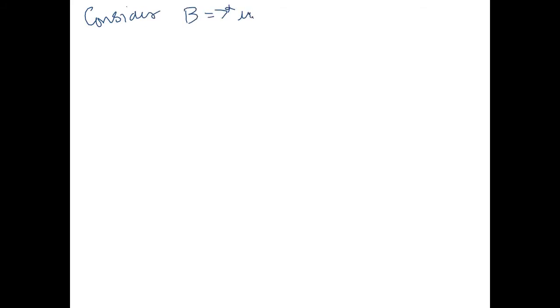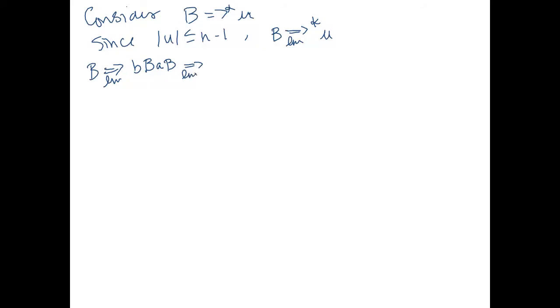Okay, what do we know? The length of W has to be n plus 1, so the length of U has to be less than or equal to n minus 1. So since the length of U is less than or equal to n minus 1, it's handled by our inductive hypothesis. So there's a unique leftmost derivation from B to U. So we have, using our notation, a unique leftmost derivation from B to U. Then we plug this back into our derivation. So we've handled the first chunk of W.